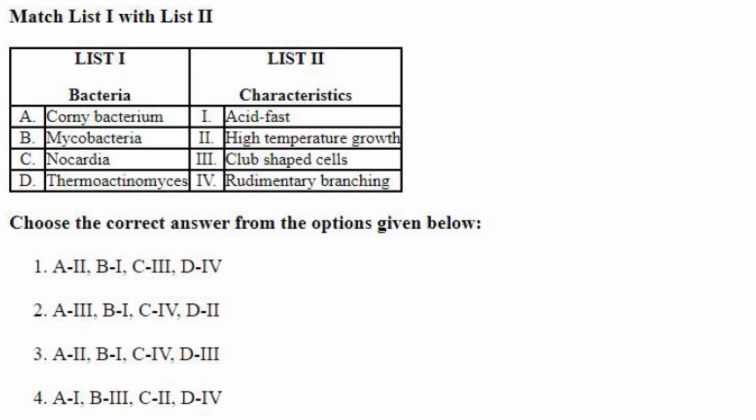Then next one. Bacteria and their characteristics. Corynebacterium. Corynebacterium is club-shaped cells. A3. A3 is there only in option 2, so that must be the answer. Then mycobacteria, they are acid fast. Nocardia, they are rudimentary branching. And thermoactinomycetes, they are high temperature growth. So answer here is option 2, A3, B1, C4 and D2.